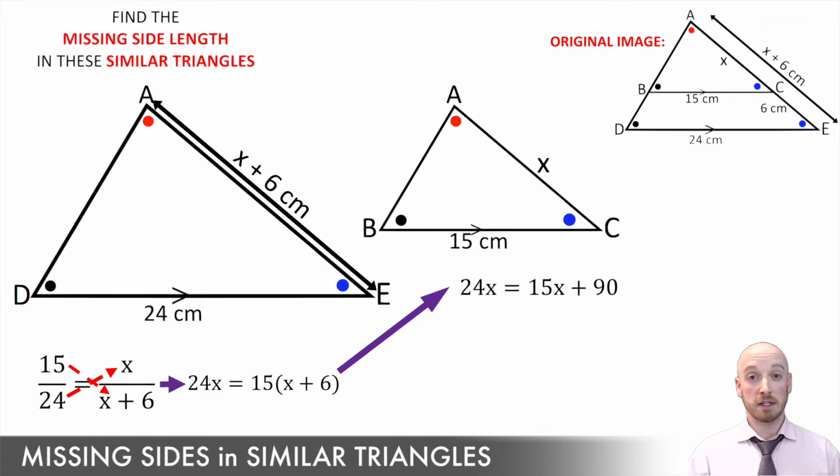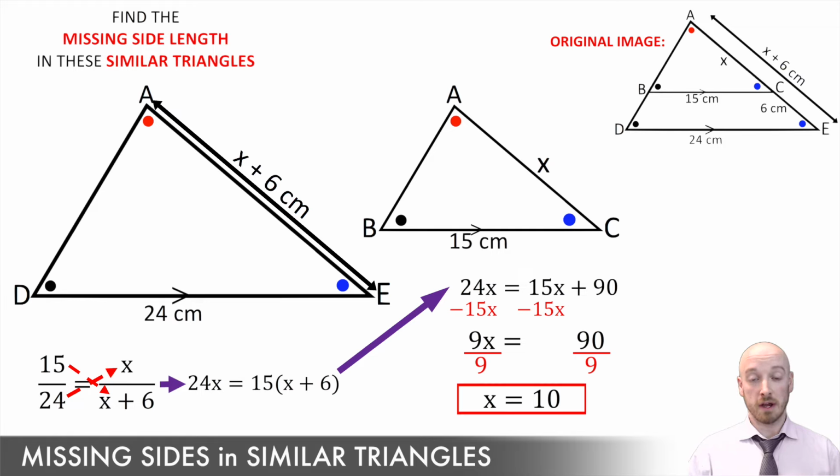Now this is actually not so bad. All I'm going to do here is gather my x terms on one side of equals by subtracting 15x from both sides. And look how easy this is. All I'm left with is 9x equals 90. So I'm going to go ahead and divide by that 9 in front of x to get the x by itself. Now of course I've got to divide by 9 on the other side as well. And what I'm left with is x equals 10. So the missing measurement that they were looking for in this question, side AC of that smaller triangle, is just a measurement of 10 centimeters.